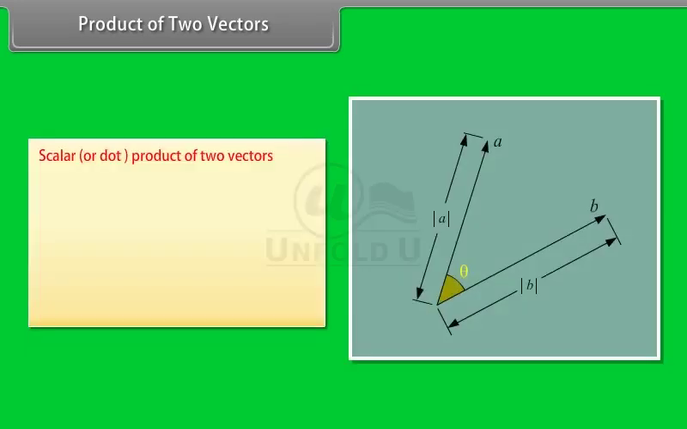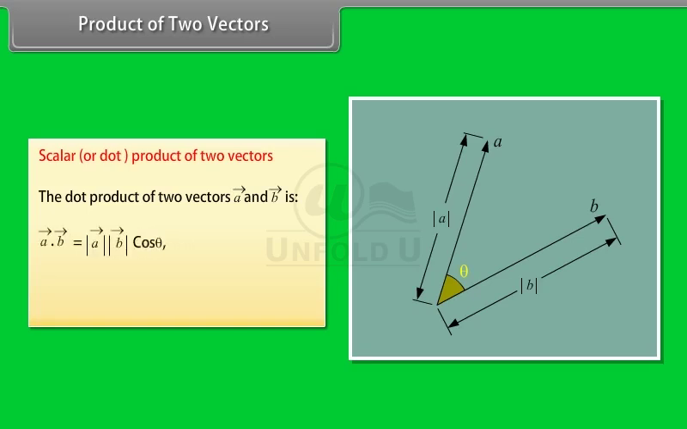Product of two vectors. Scalar or dot product of two vectors. The dot product of two vectors A and B is the magnitude of A times the magnitude of B, multiplied by the cosine of the angle between A and B, where theta is the angle between vector A and B.